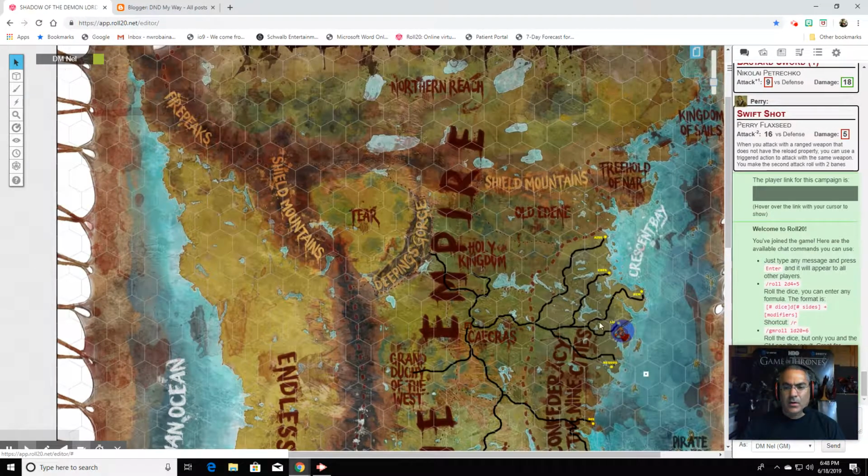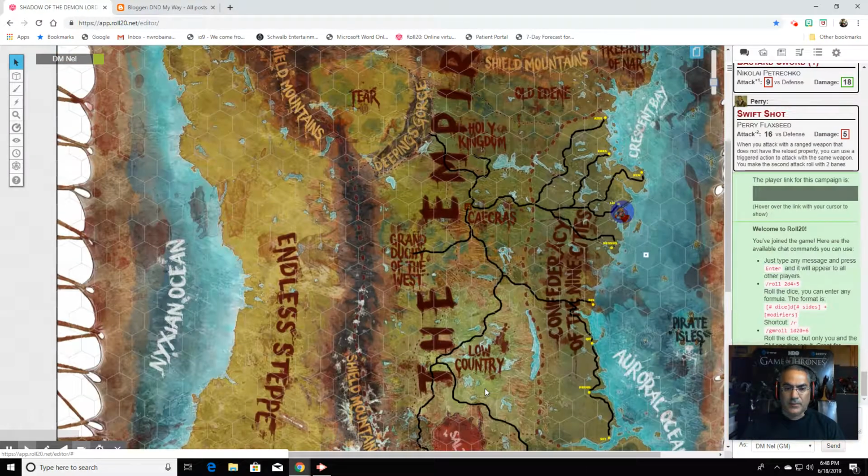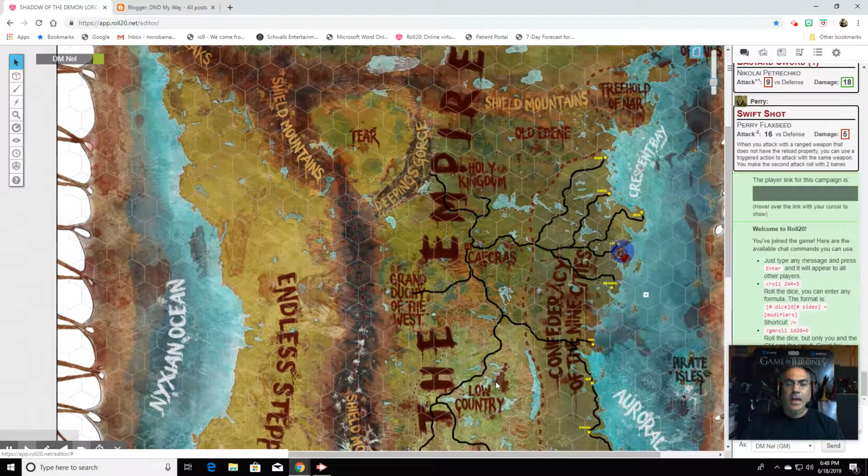So all of these are kingdoms in the Empire, and I wanted to introduce my players to this part of the world, because this is where a lot of the action is actually occurring, and a lot of the chaos is actually occurring down here. Plus, there's some cool stuff down here. The Confederacy of the Nine Cities, they're pretty cool cities, and I wanted to introduce those in this campaign.